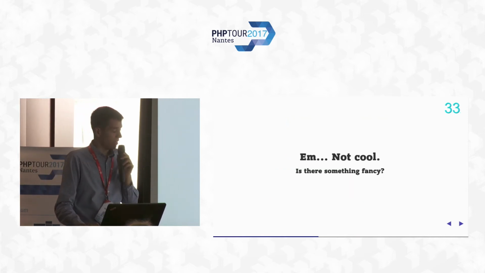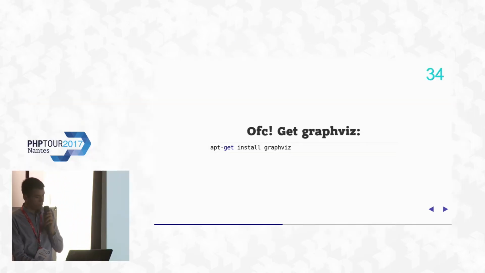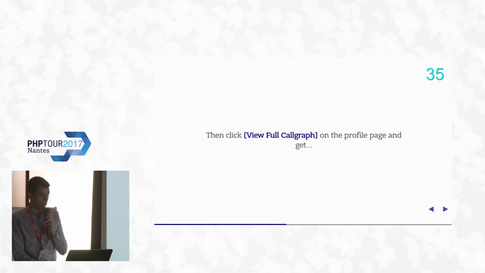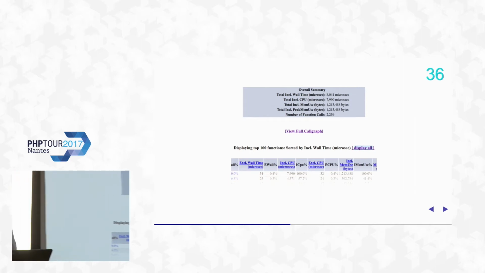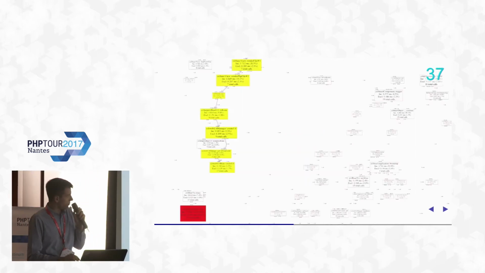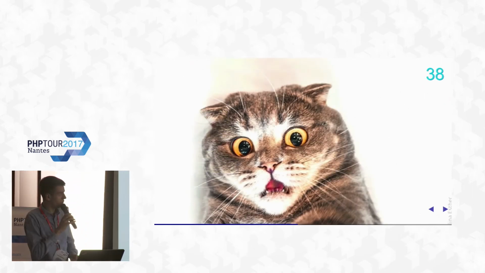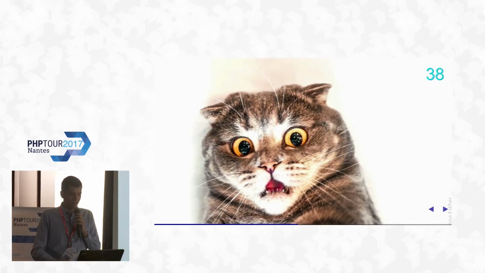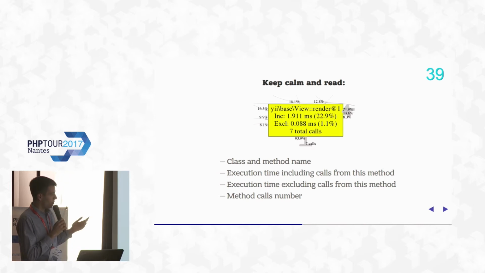But not so cool. If you want something fancy, of course, we just have to install GraphViz. Then we'll have a view full call graph link on the profile page. It looks like this, view full call graph. And when we click it, we see something like this. It doesn't fit the screen, and even two screens, and probably even four screens. And when you see it for the first time, it's like this cat. You don't understand where to go. But it's really easy. Let's get out of this mess and learn how to read it.